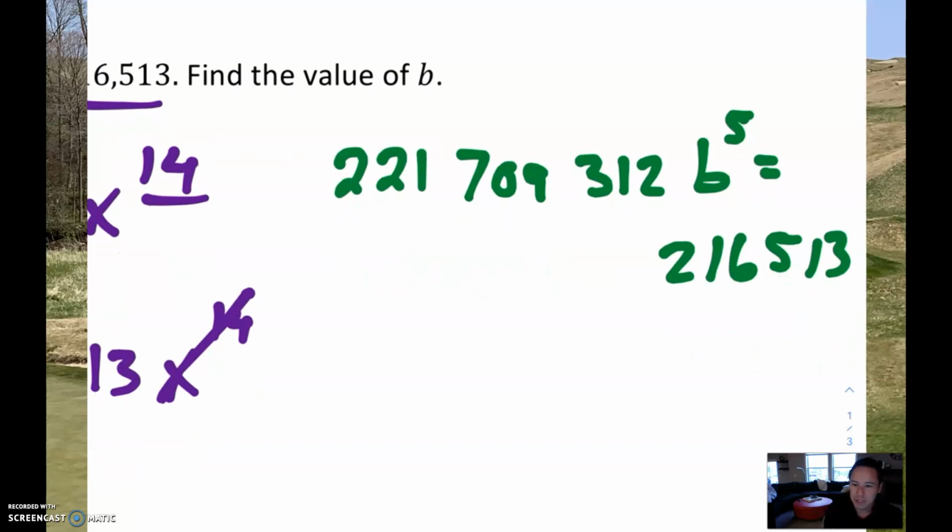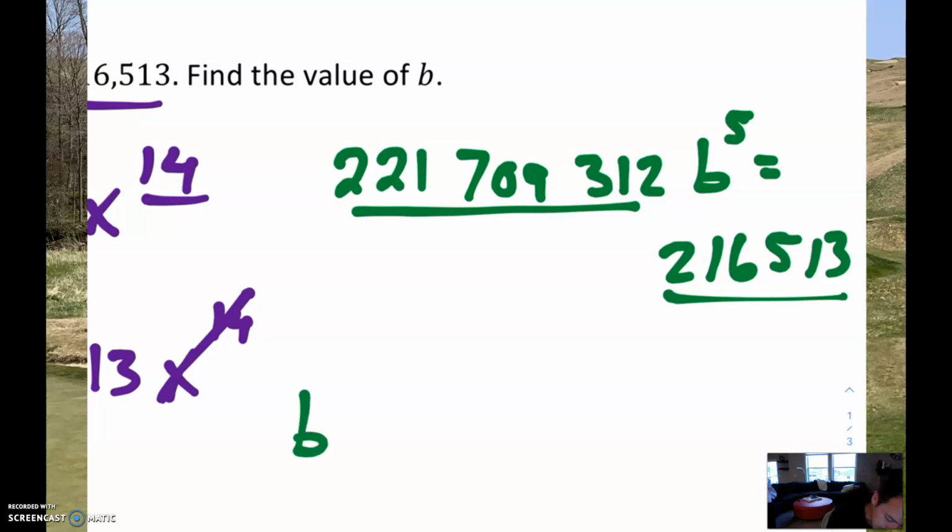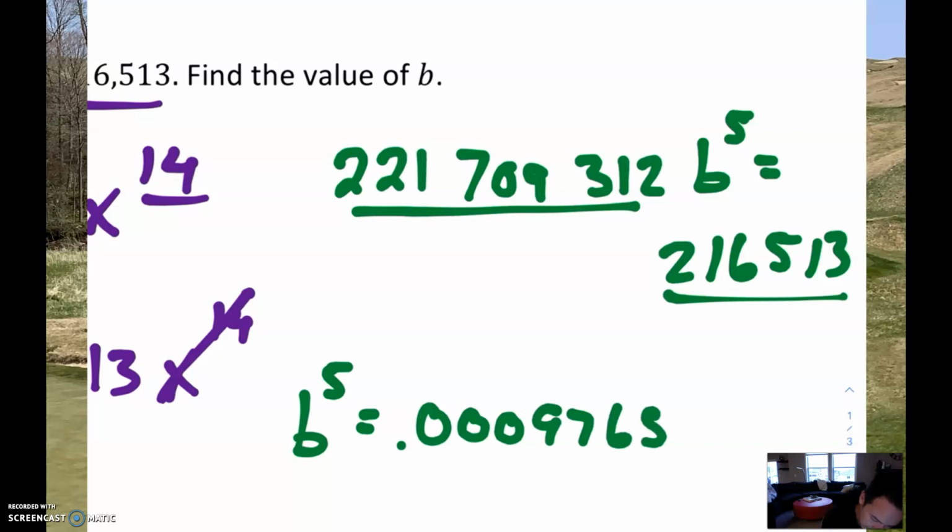We're trying to get b by itself, so we have to take this big number here and divide it on both sides. So you're going to divide both sides by 221 million and the rest of it. If you do that, you're left with b to the 5th equals 0.0009765625.